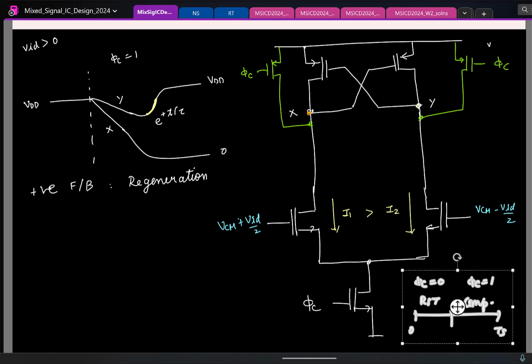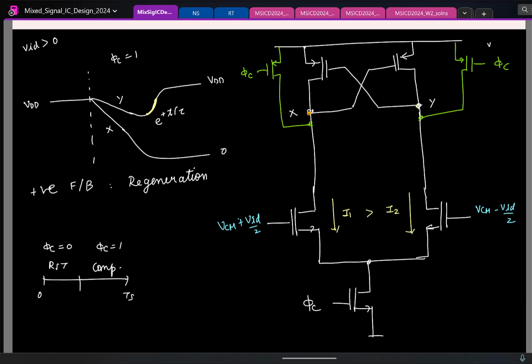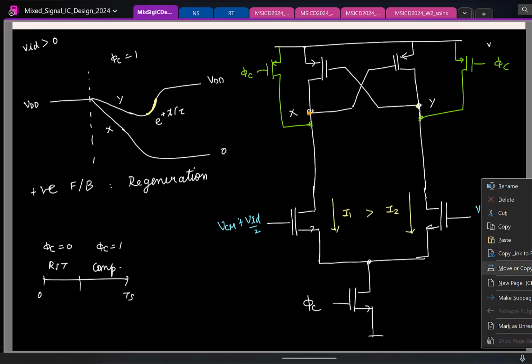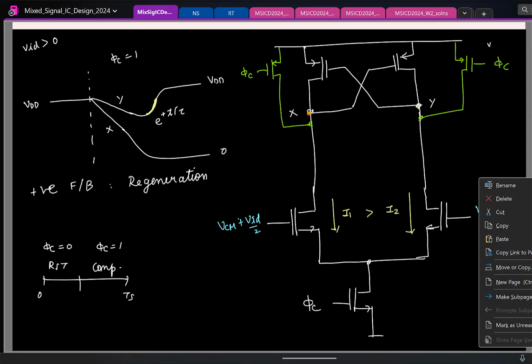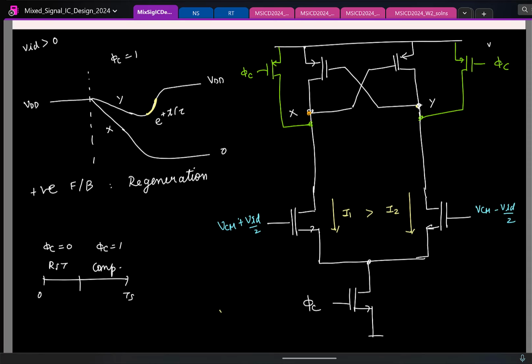But there is one minor issue with this, which is the following. So let us say I'll take this example itself. The input is greater than 0, so Y has gone to VDD. So let me actually move to the next page. Actually, I only copy this.